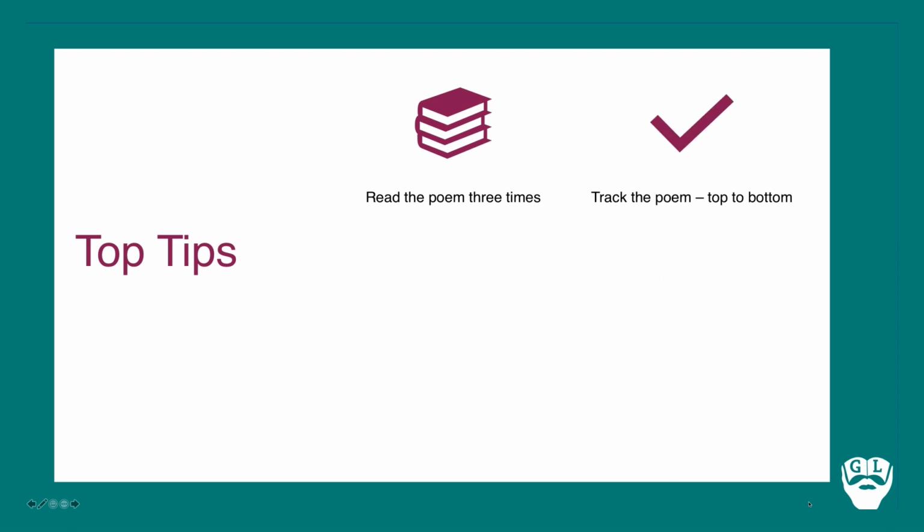On top of this, try and track the poem from top to bottom. What does our title tell us? Later on, what do these first lines tell us? Then moving on from there, what do our middle lines tell us, and how does the poem conclude? Does the poem give us a different idea at the end than it did at the start?